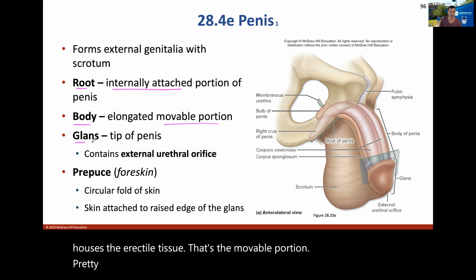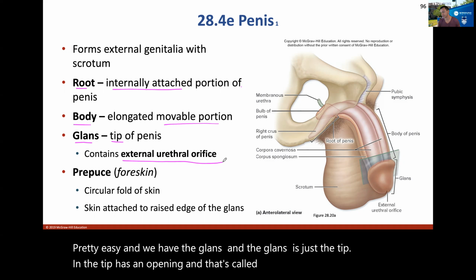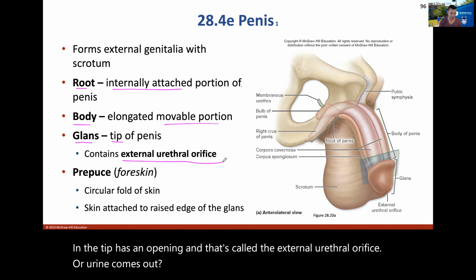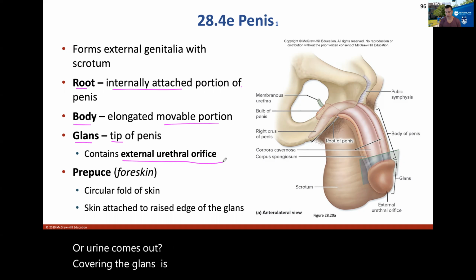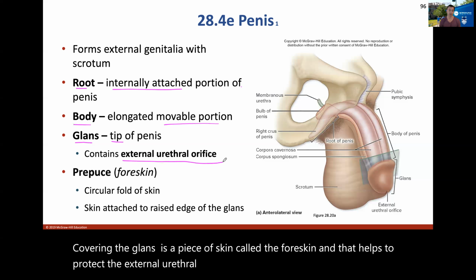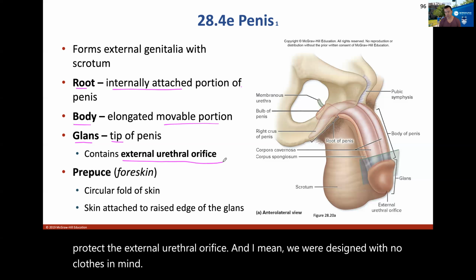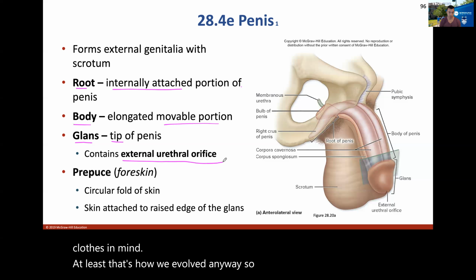And we have the glans penis, and the glans penis is just the tip. And the tip has an opening, and that's called the external urethral orifice, where urine comes out. Covering the glans penis is a piece of skin called the foreskin, and that helps to protect the external urethral orifice. And I mean, we were designed with no clothes in mind, at least that's how we evolved anyway. So this helps to protect it.